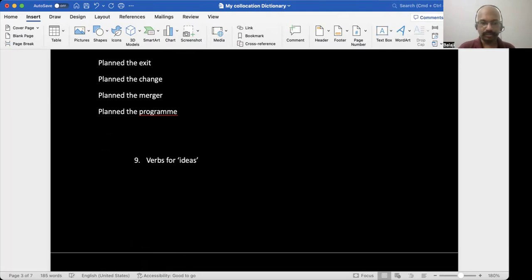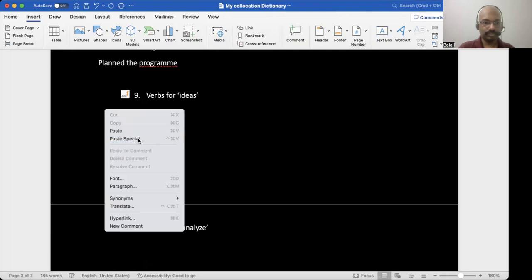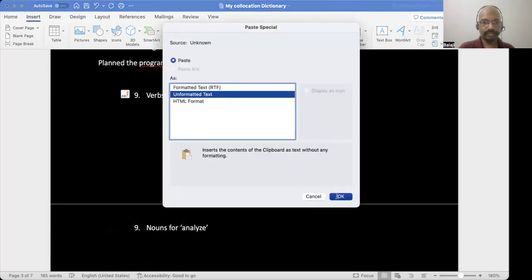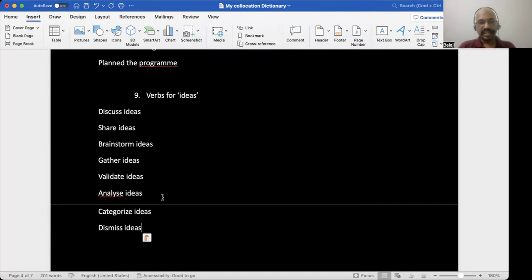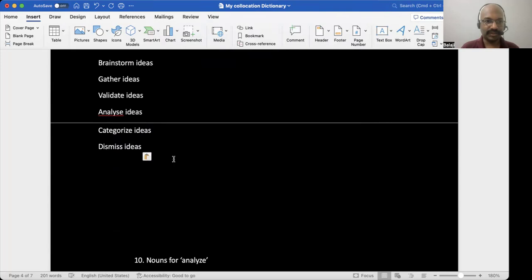So now the next one that we can look at is verbs for ideas. We discuss ideas, we brainstorm ideas, we gather ideas, we validate ideas. So many things can be done with ideas. We can use the word ideas along with so many words as well. Do try to use these in your sentences. You can pause the video and do that.